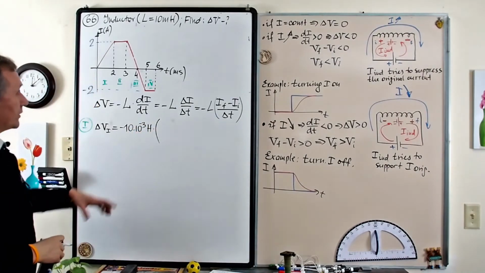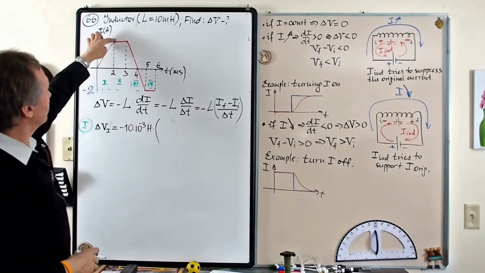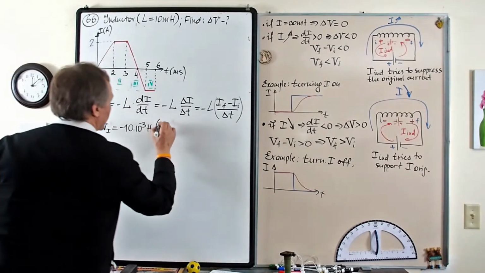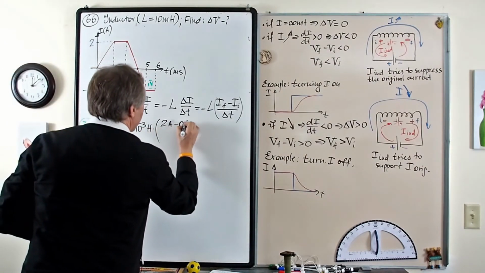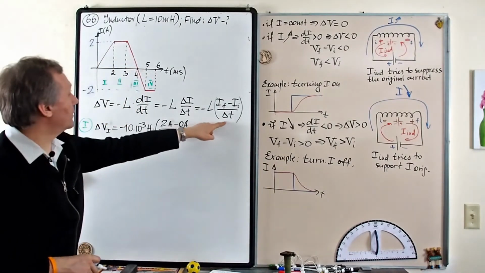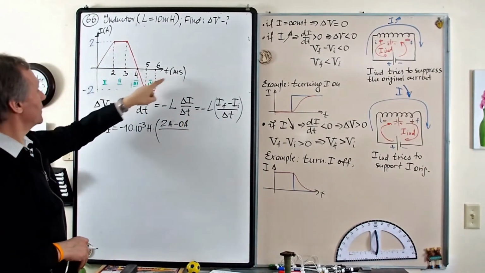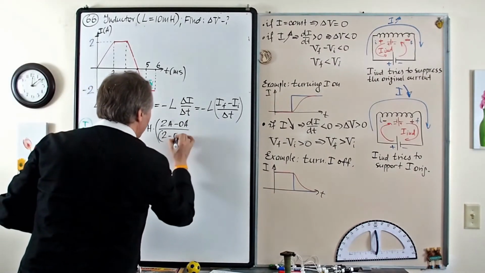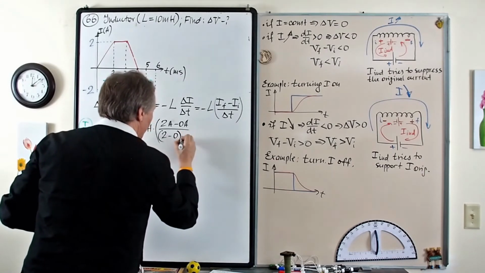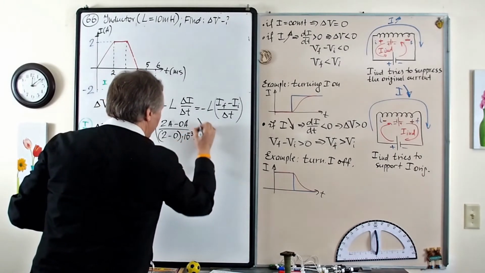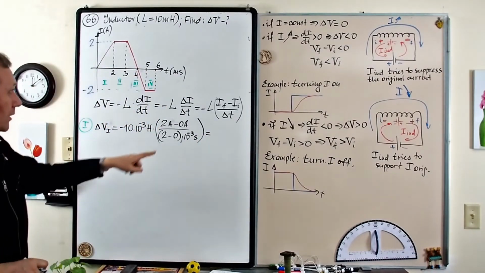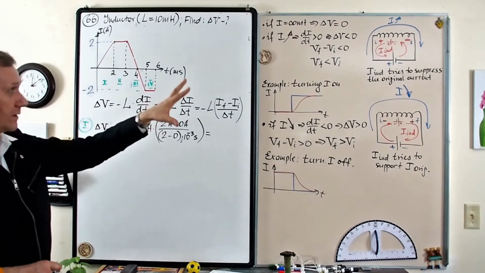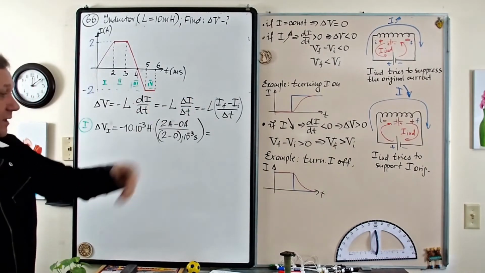Then, for region 1, final current, this, right, 2 amps. Initial current, 0. So it will be 2 amps minus 0 amp, divided by, what's the stretch of time? And don't forget the time is in milliseconds. So it will be 2 minus 0 milliseconds. Okay, let me write explicitly times 10 to the power of minus 3 seconds. Right? So this difference is going to give us plus, minus in front, so delta V is negative, and that's what we discussed conceptually.